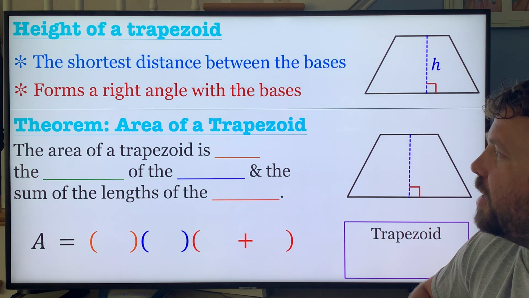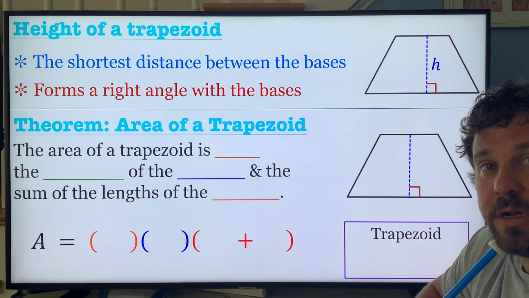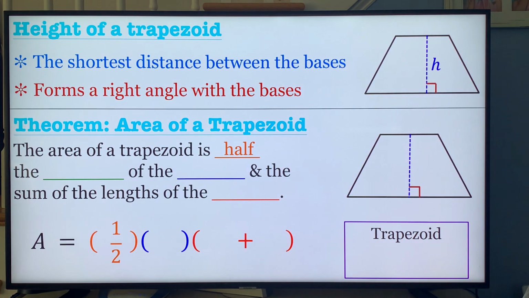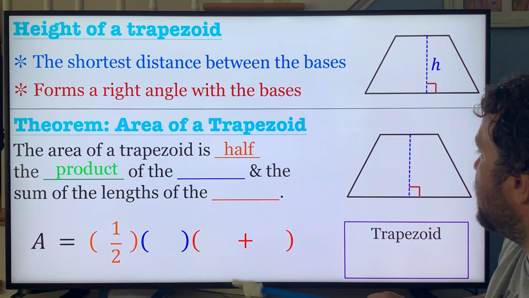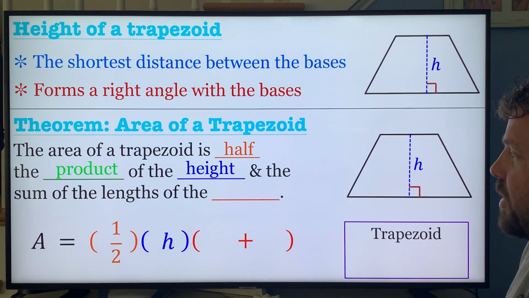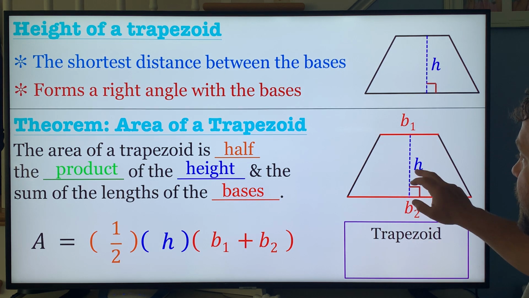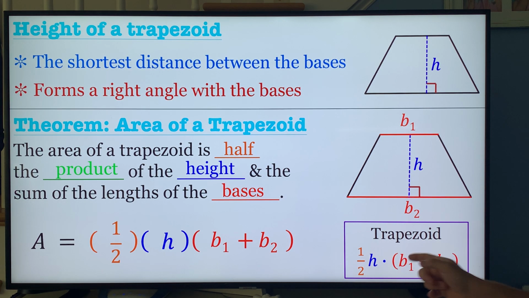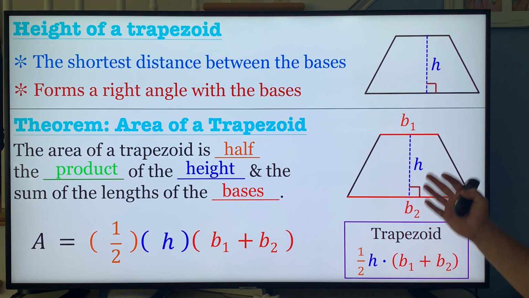All right, next theorem, the area of a trapezoid. Area of a trapezoid is, you guys know? Half, 1/2, the product of the height and the sum of the two bases. So add up the two bases, multiply it by the height, and take half of that. So the formula for a trapezoid is 1/2 height times base 1 plus base 2. It doesn't matter what you represent as base 1 and base 2, just that you add the two together. Okay?